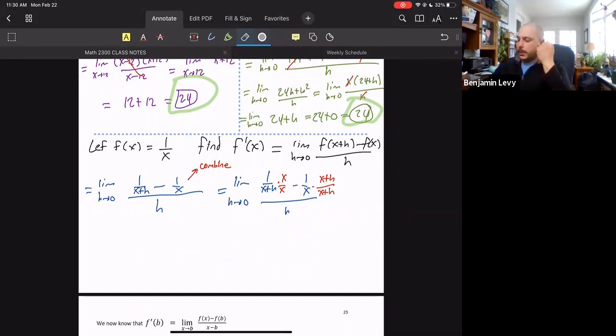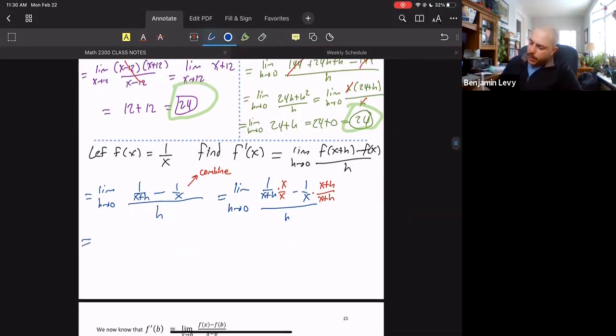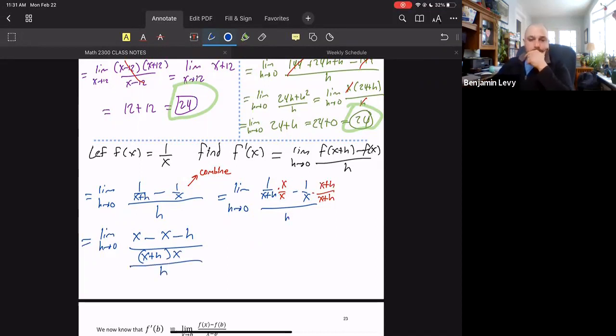All right, so let's just do some algebra. I'll write the next step down, but I was hoping to let you guys think about the algebra on this one because it's some good fraction stuff to think about. So when we combine those things, we'll get x minus h on the top. We'll get x plus h times x on the bottom, and we still have the h. And so the x's cancel.